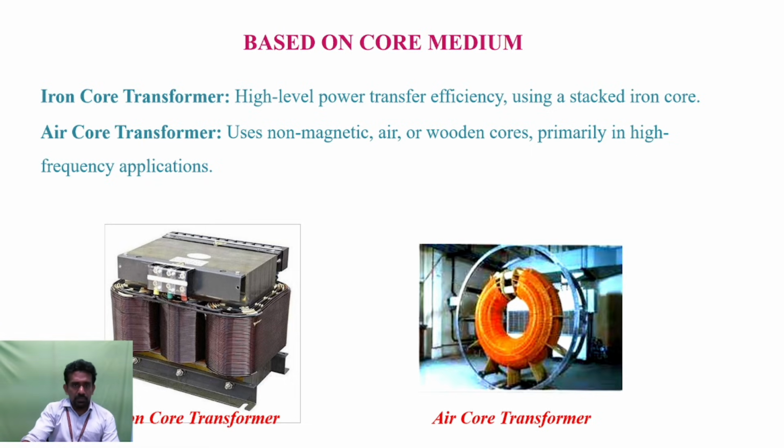And based on the core medium, there are two types. Initially, it is the iron core that we have seen, the steel laminations or stacked lamination core, which can be used for high level power transfer efficiency, and it is stacked and laminated.